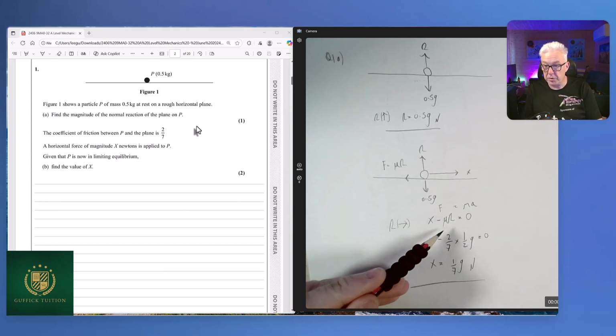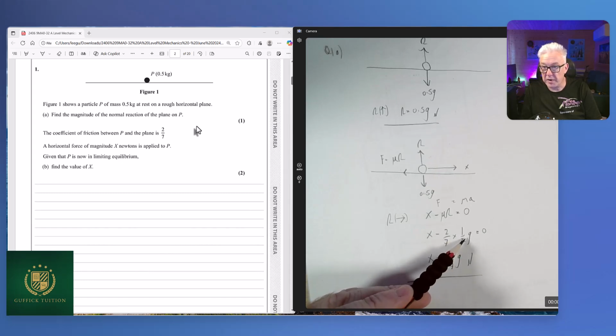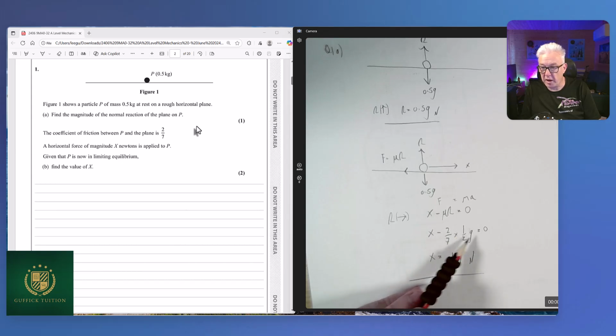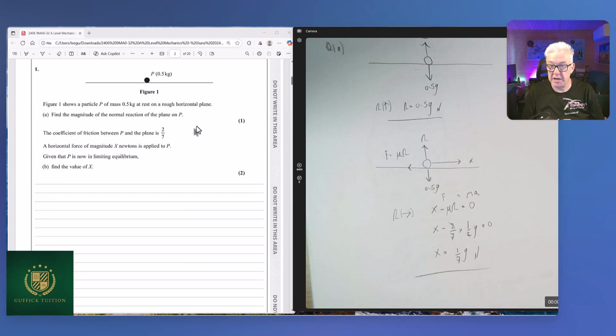Now our mu, the question tells us, is 2/7, and our R, we found out in part A, was 0.5 g. So therefore x is equal to 2/7 times by a half g. The 2's cancel, and that just gives us 1/7 g is x.